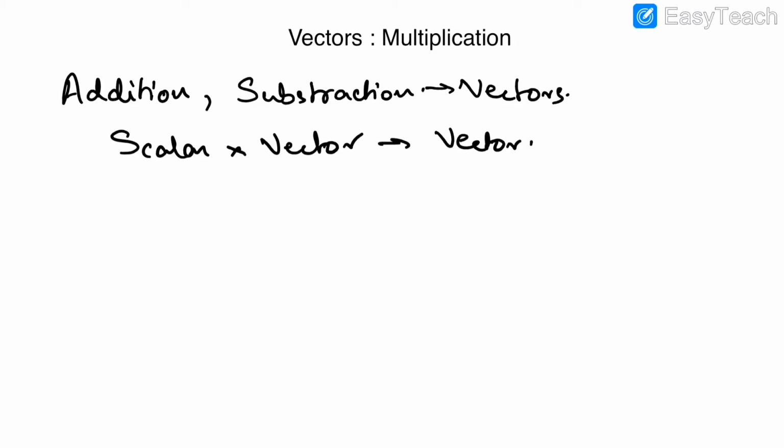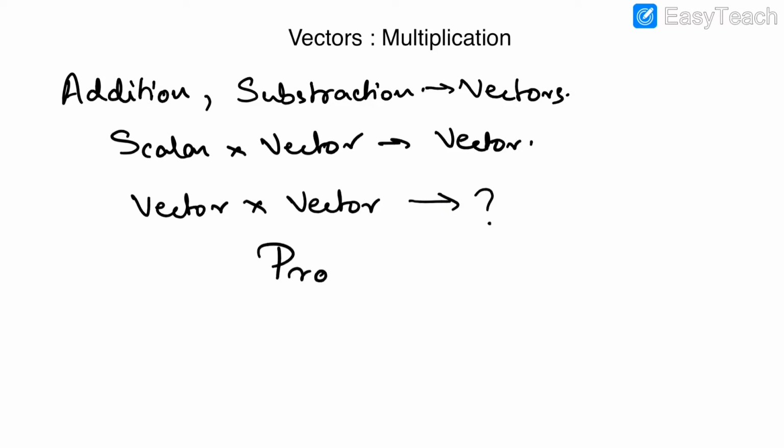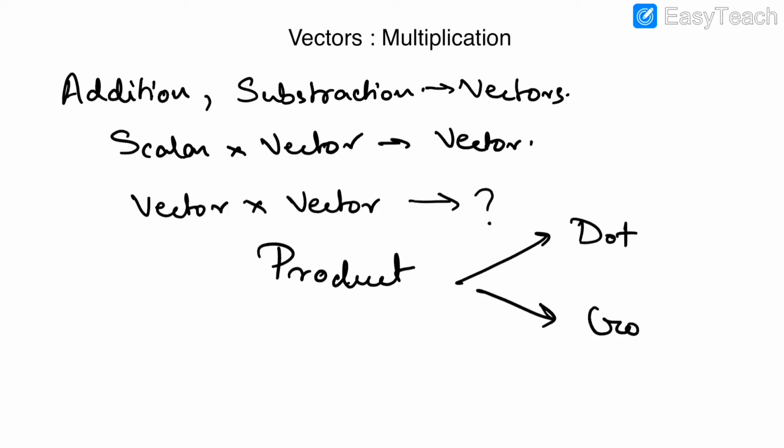Now we had left with the concept of what is the meaning of a vector multiplied with a vector. What will it give? The concept is that the product of two vectors can be of two types. One is dot product, one is cross product. Now what is the meaning of these two things? That we'll go on to learn in this class. First of all we'll take up dot product.